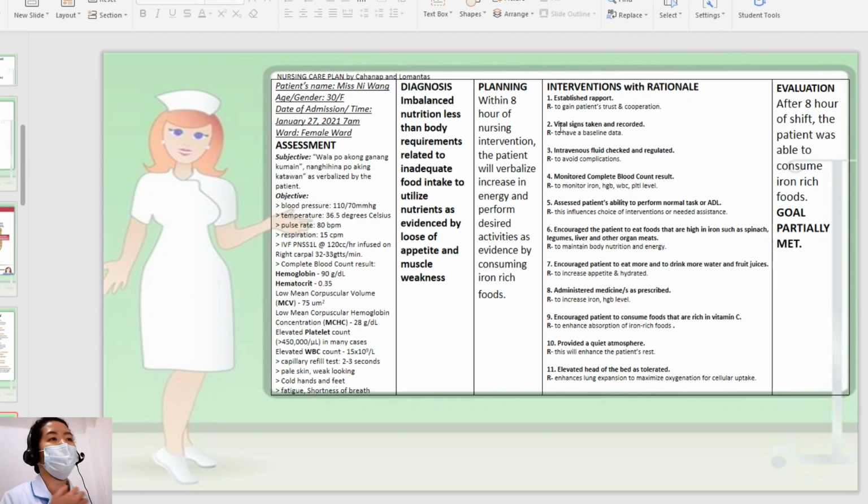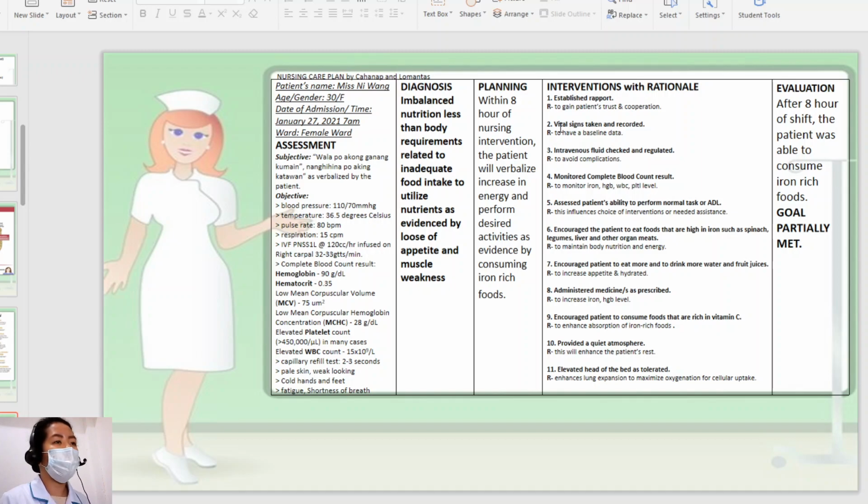Nursing care plan. Patient's name Miss Ni Wang, 30 years old, female. Date of admission and time January 27, 2021, 7 a.m. in female ward. Assessment. Subjective. "Wala po akong ganang kumain. Nanghina po ang aking katawan," as verbalized by the patient.